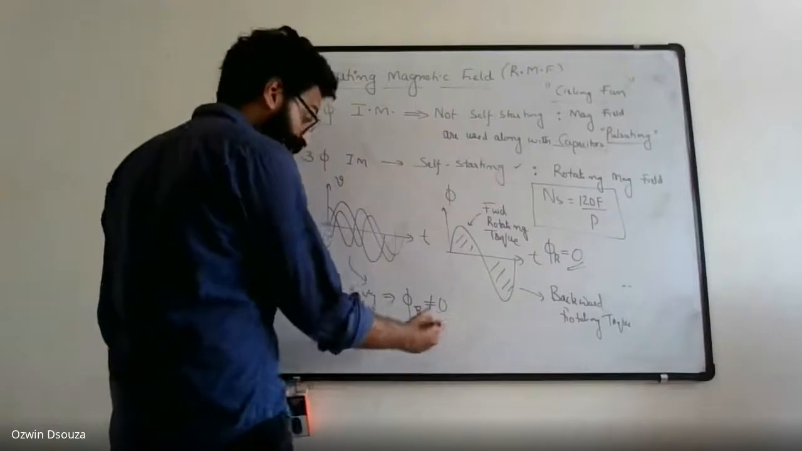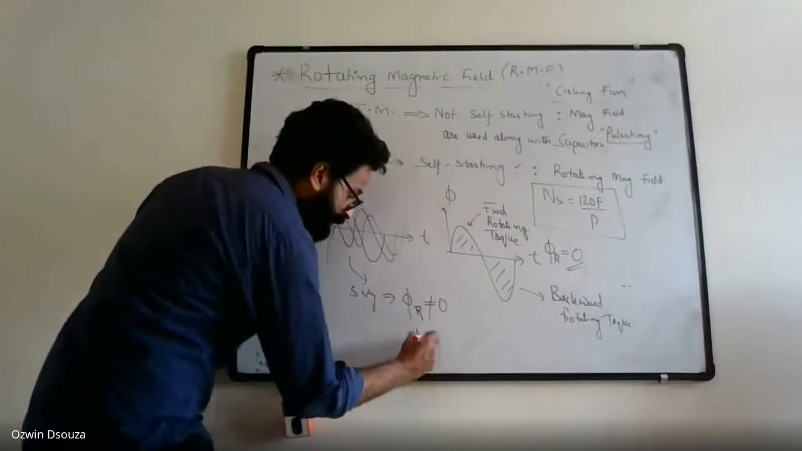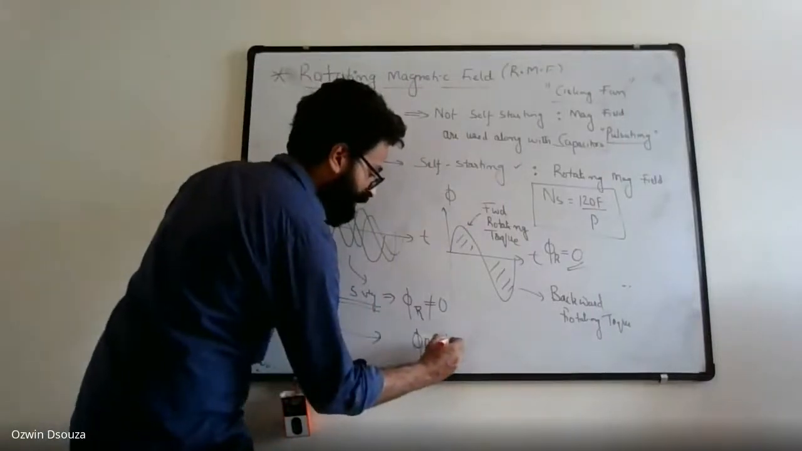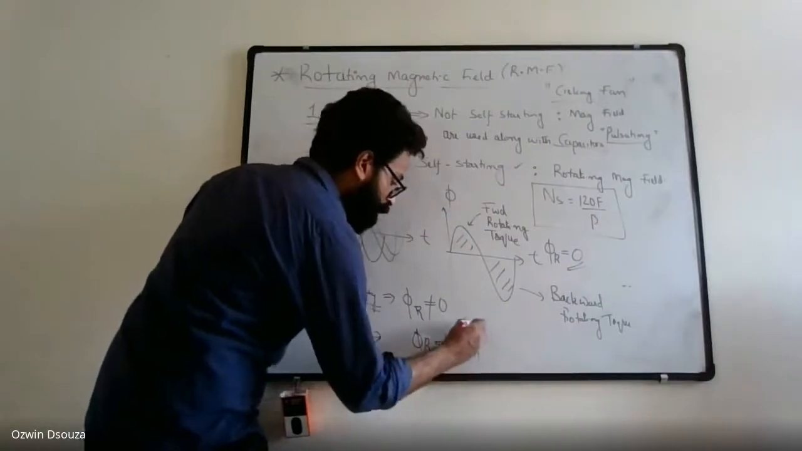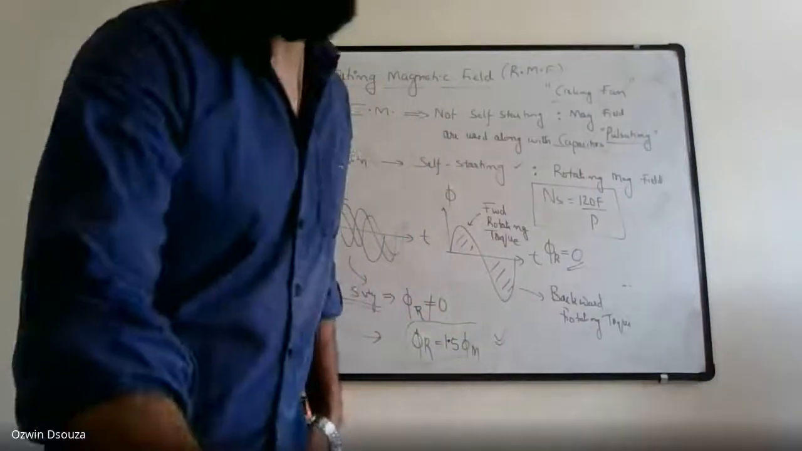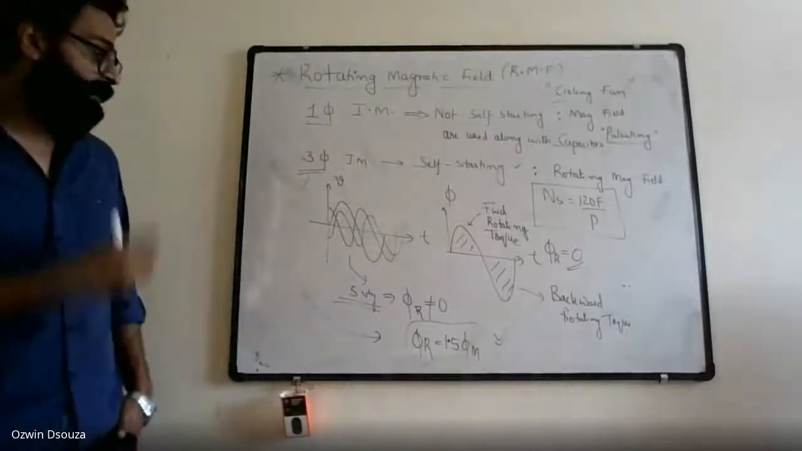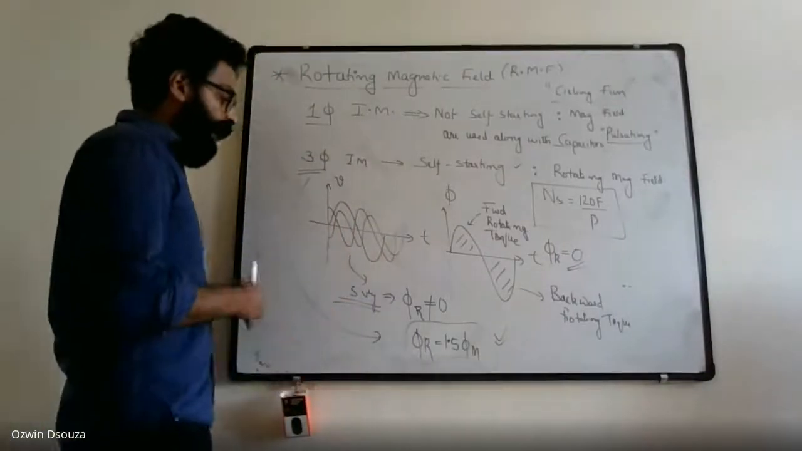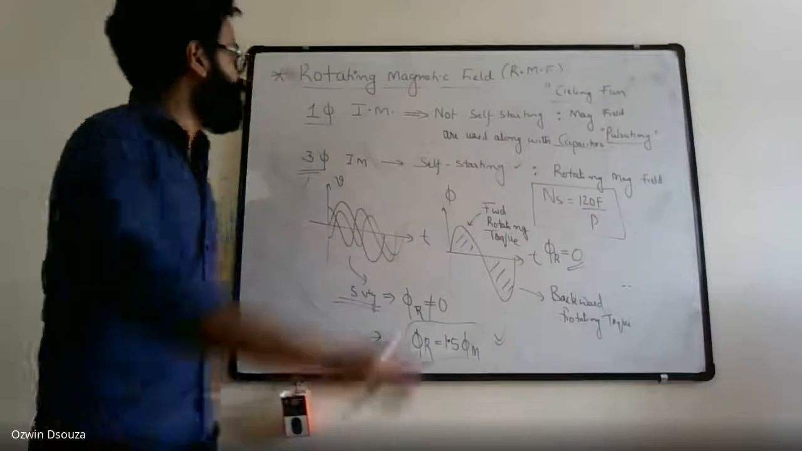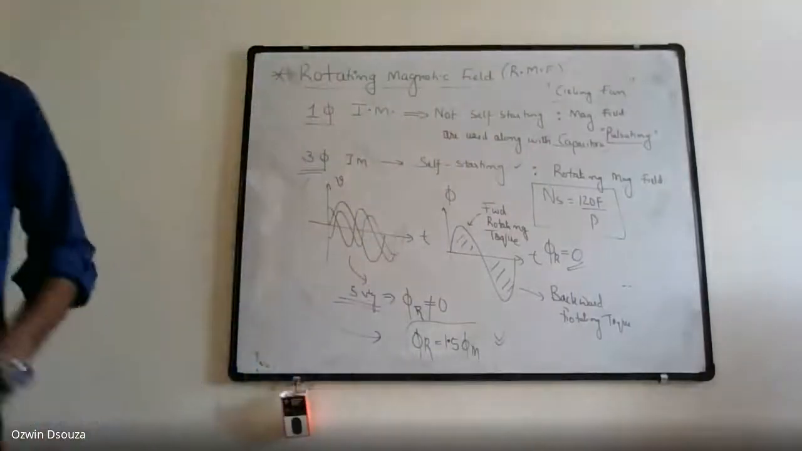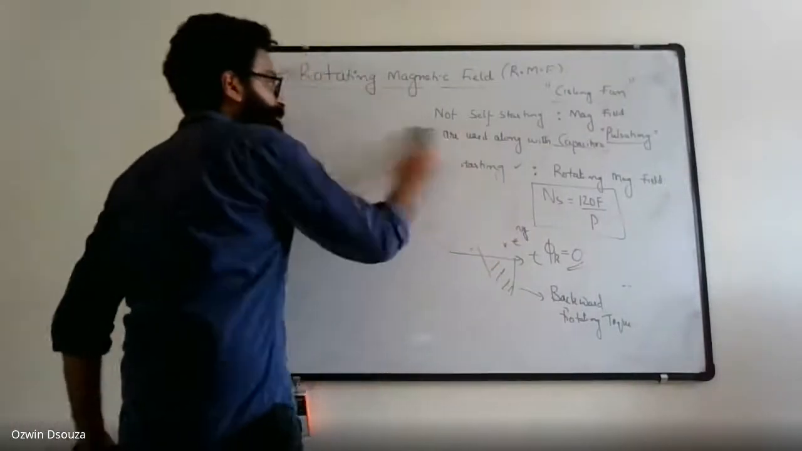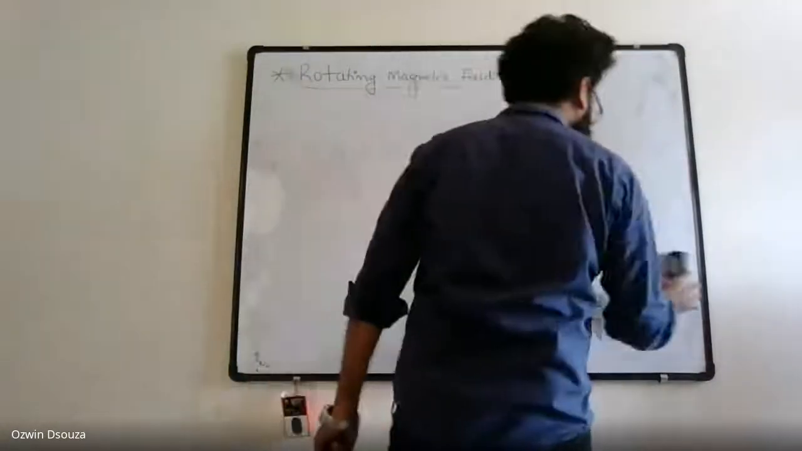So resultant flux is not equal to zero. Instead, in case of three phase induction motor, the resultant flux is 1.5 times the maximum value. Due to this condition, the three-phase induction motor is self-starting in nature. Now, in detail, let us look at why we get the resultant flux value as 1.5 times the maximum flux. That is nothing but the concept of rotating magnetic field. This rotating magnetic field concept is very, very important from exam point of view.